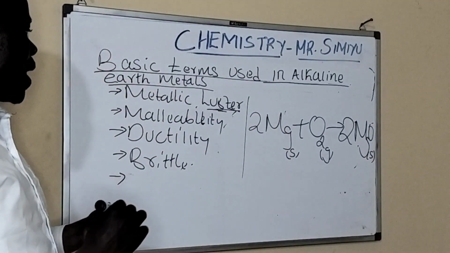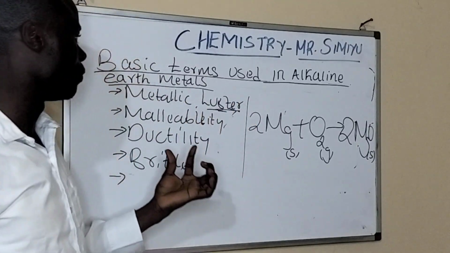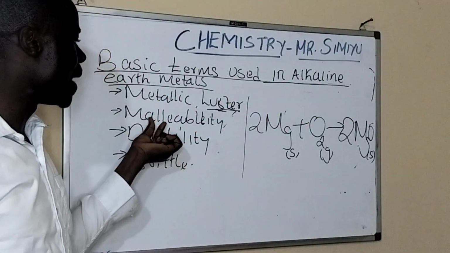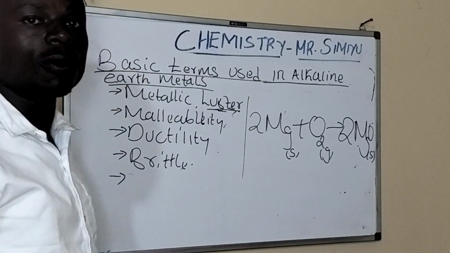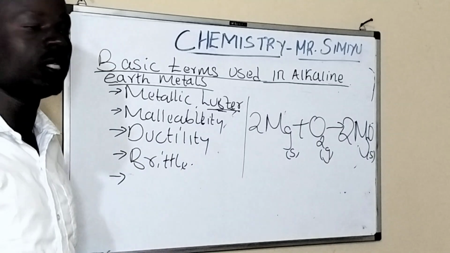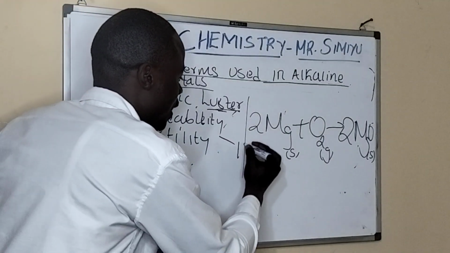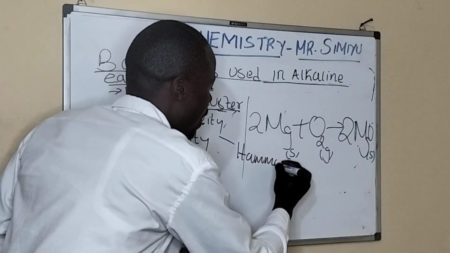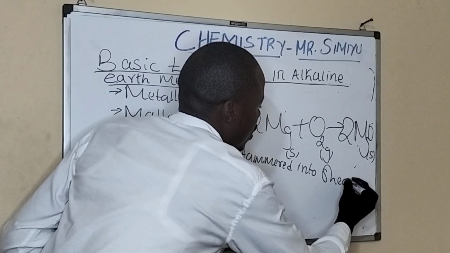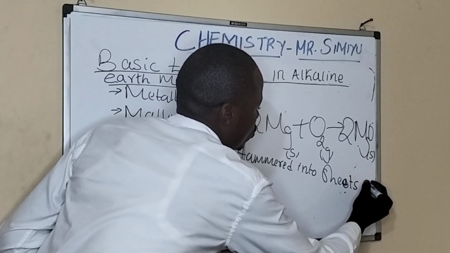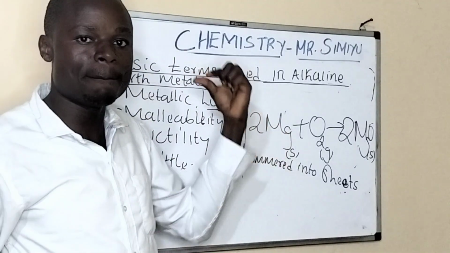Let's move on to another property of these alkaline earth metals, malleability. Malleability is the ability of a metal to be drawn into sheets or to be hammered into sheets. So you will be told to explain what is malleability. It is the ability of a metal to be hammered into sheets.